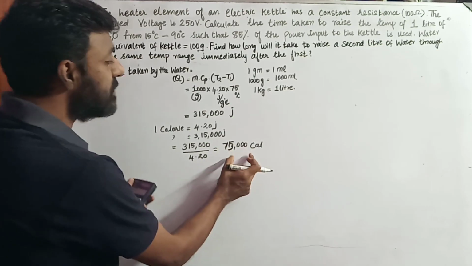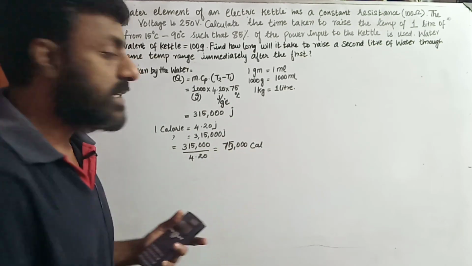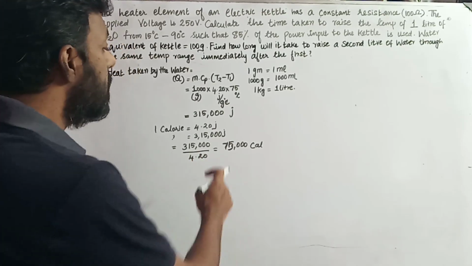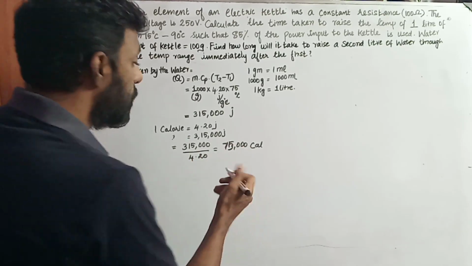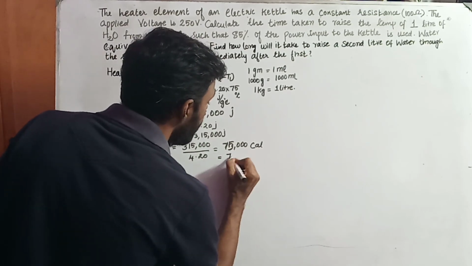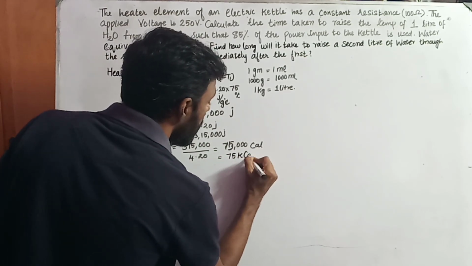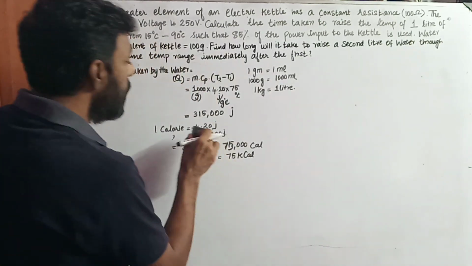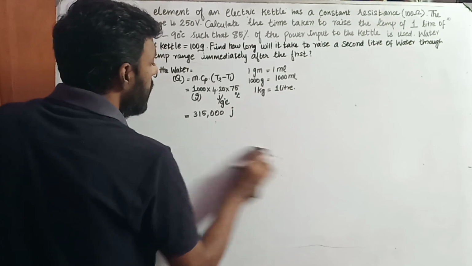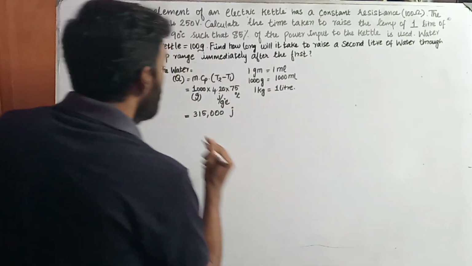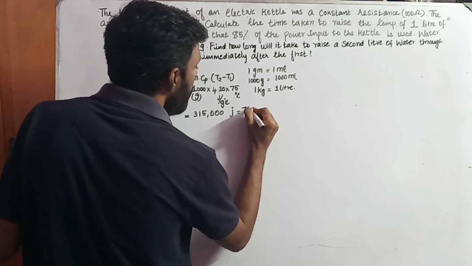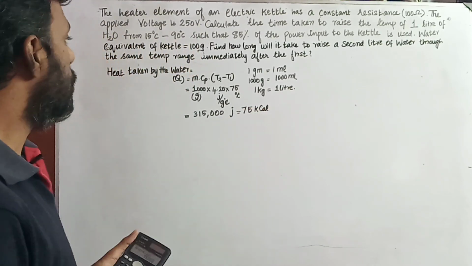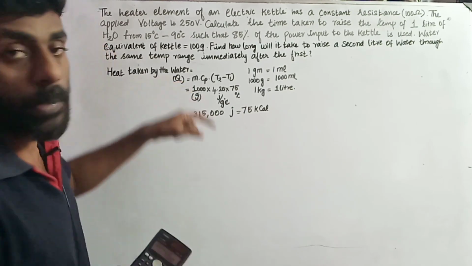So now I'm interested to convert this calorie into kilocalories. So 75,000 calories, when converted into kilocalories, will be 75,000 divided by 1000. If I divide by 1000, it will be 75 kilocalories. So that will be the value for this one, right? So 315,000 joules is nothing but 75 kilocalories, right? This is the value for heat taken by water.